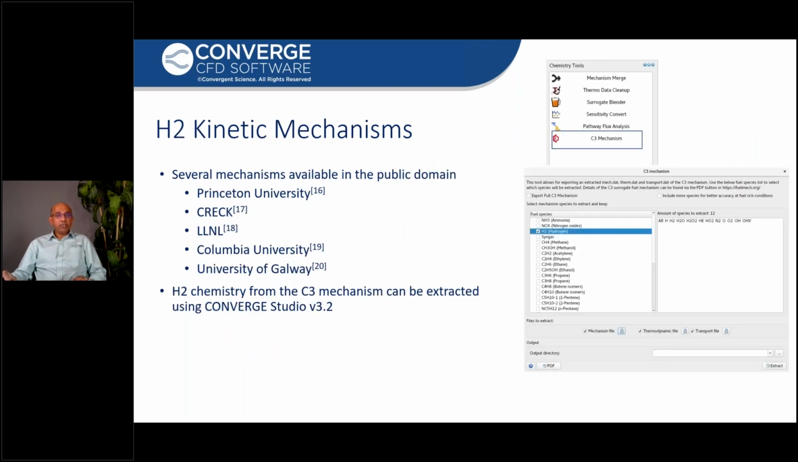Detailed chemistry for hydrogen combustion is relatively inexpensive compared to popular hydrocarbon fuels, in that the number of species and reactions are small. Another positive fact is that there are a lot of hydrogen chemistry mechanisms available in the open literature. I'm listing some of these available mechanisms for those of you who are interested in this slide. With CONVERGE, you can use any of these mechanisms or extract hydrogen chemistry from the parent C3 mechanism as shown in the figure here.